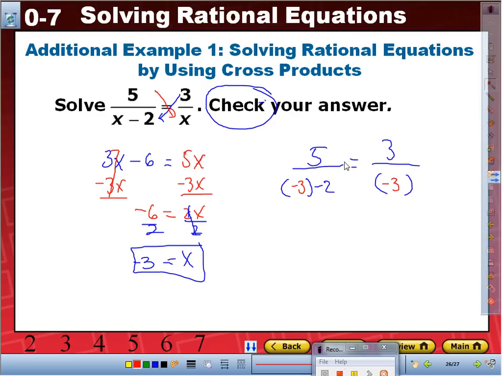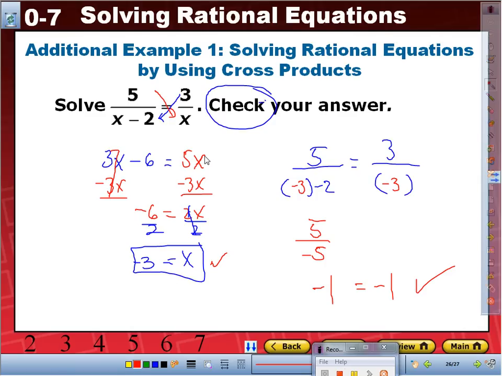Let me do this fraction first. What is negative 3 and negative 2? It's not multiplying. Negative 5. So this is 5 over negative 5. What is that? Negative 1. Let's simplify this one. What is 3 divided by negative 3? So did it work? Yes. So therefore, this is our solution. Agree with me? Okay. Let's do another one.